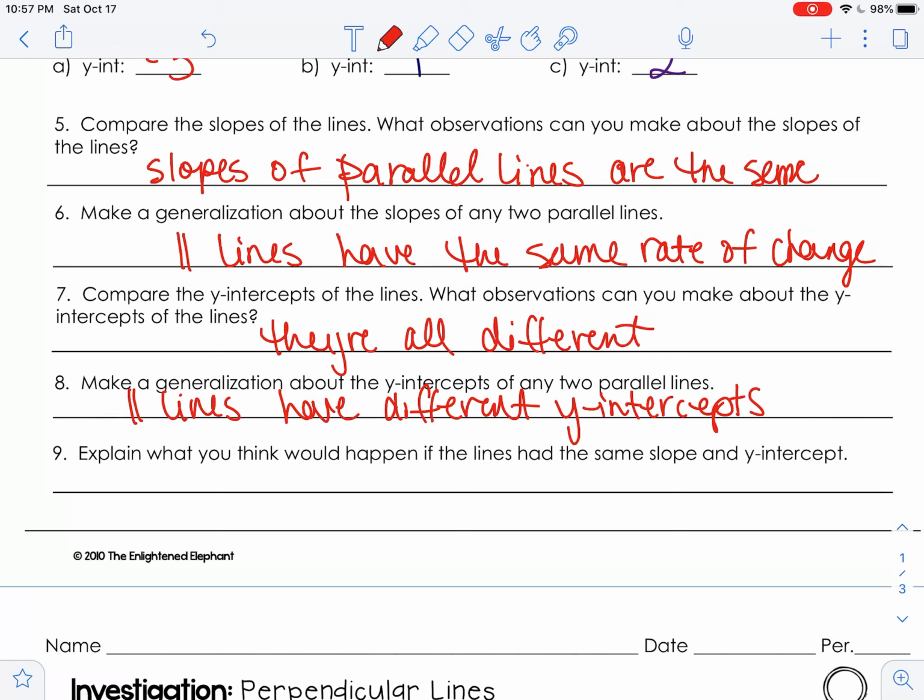Number 9, explain what you think would happen if the lines had the same slope and y-intercept. Well, then they would be the same line.